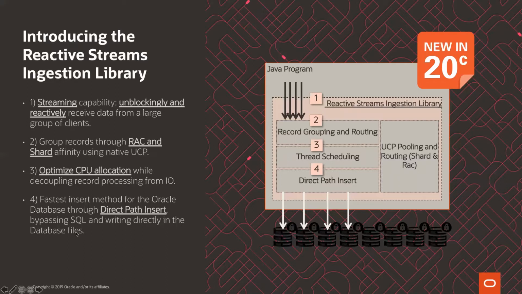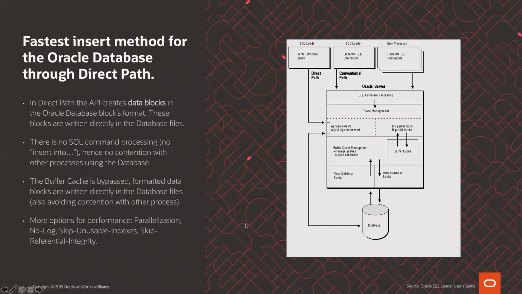And the secret sauce of the library is that it uses direct path insert, which is a method to insert records into the Oracle database that is the most performant of all, and I'm going to explain why. Basically, when you're using the conventional path, you send a SQL command, the buffer starts to fill, then you also need to create queues, fill the buffer cache, and eventually create database blocks that are eventually written into the database.